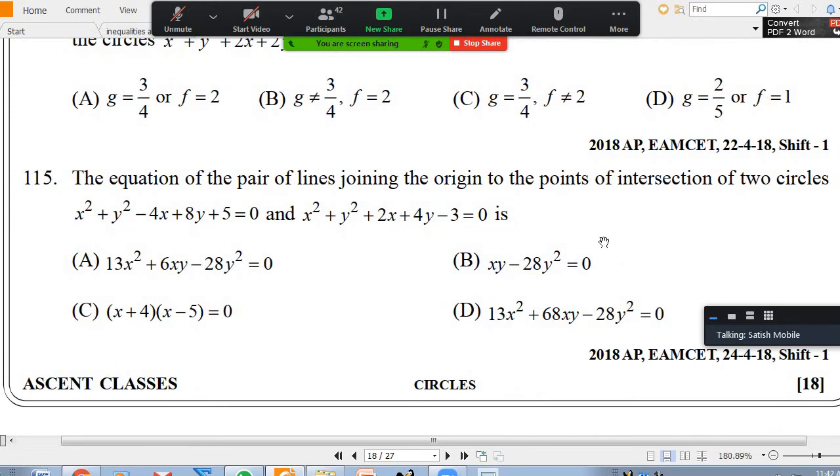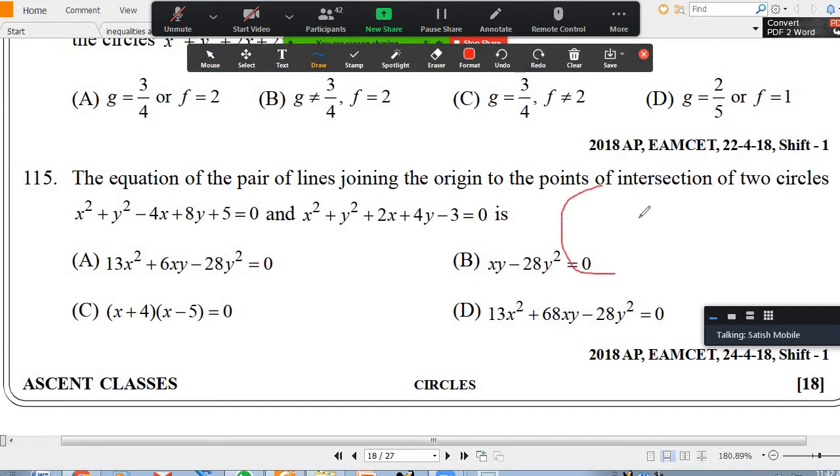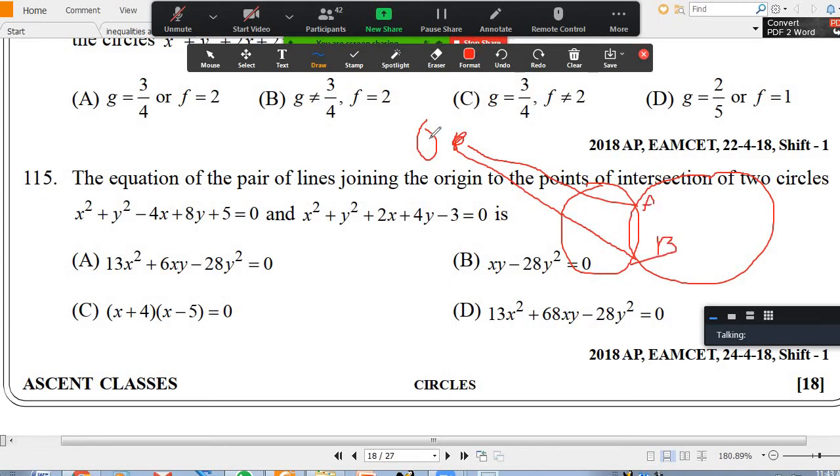Can somebody give an idea about 115? The question is, there are two circles which are intersecting. Maybe the origin is somewhere outside here. This is the origin. The 2 points of intersection have to be joined to the origin. They want that combined equation. Can you repeat, sir? Two circles are intersecting. The points of intersection are, let us say, A and B. The origin is somewhere outside. They want the combined equation of OA and OB. You can see on the screen itself. You don't have to see the video.